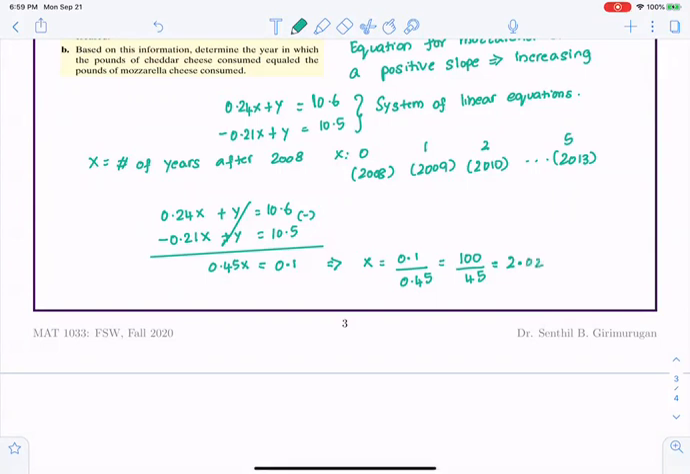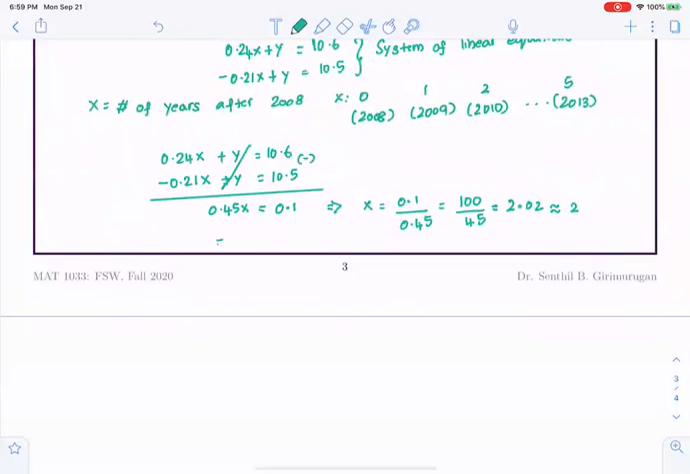2.02, I believe. So I can round it to the nearest integer and call it 2. So we found x, and x simply is the number of years since 2008. So the year in which the pounds of cheddar cheese consumption equal the pounds of mozzarella cheese consumption would be 2 years since 2008. So that would be the year 2010.